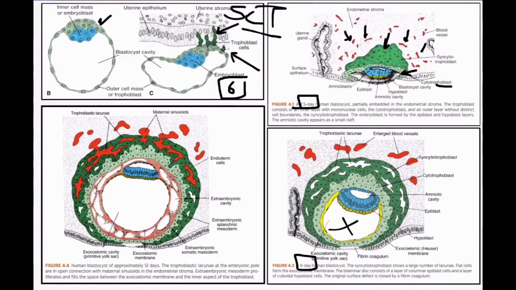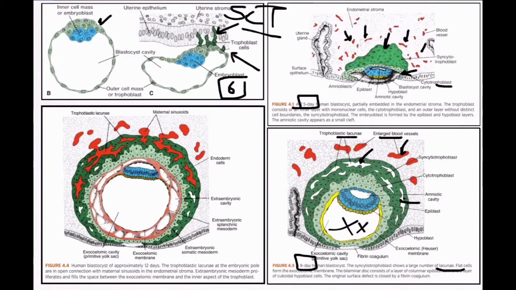Okay, ignore what's happening inside here because that's not our concern. But the syncytiotrophoblast has little spaces appearing, right? And these spaces, my friends, are known as lacunae. Lacunae. Okay? And these lacunae eventually form the intervillous spaces. At the same time, the sinusoids are getting bigger and bigger. They're labeled here as enlarged blood vessels, right?